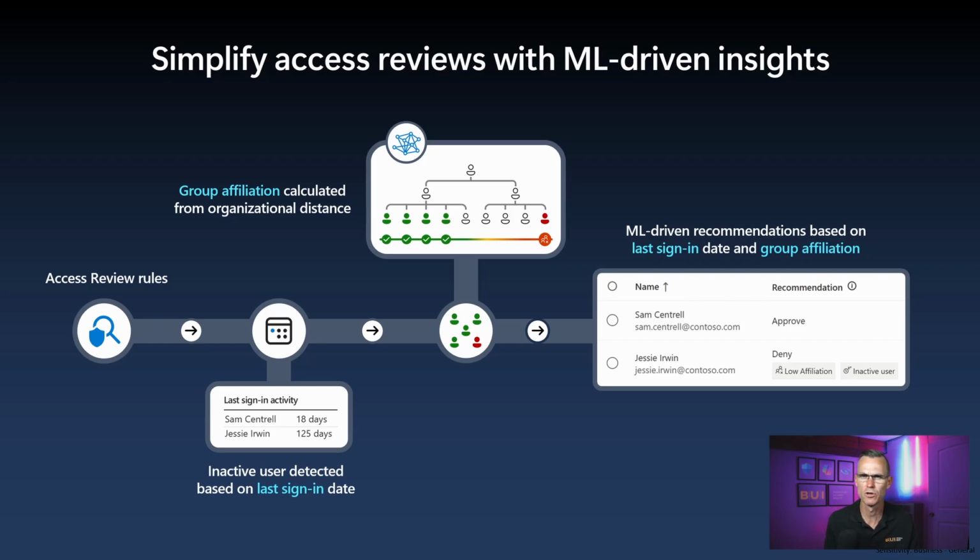So this kind of group affiliation is really cool. It highlights certain things. It's a recommendation, right? It doesn't mean you have to choose because of that the user no longer has access. It's more about providing that visibility so that whomever is doing the review can make an informed decision. All right, so we'll take a look at that as well.